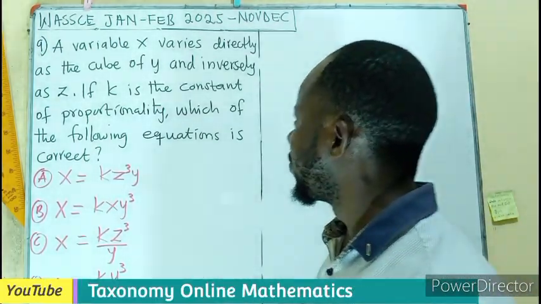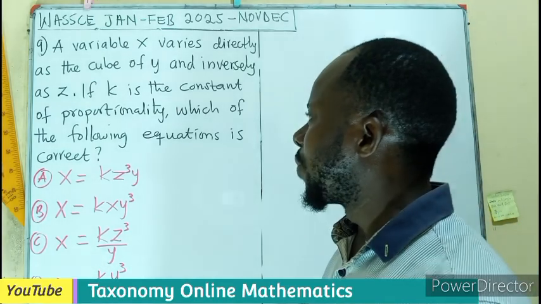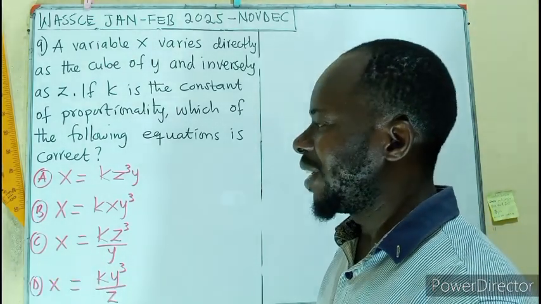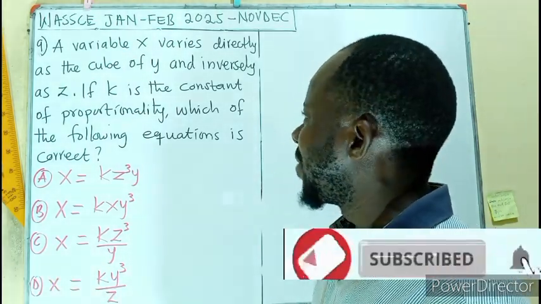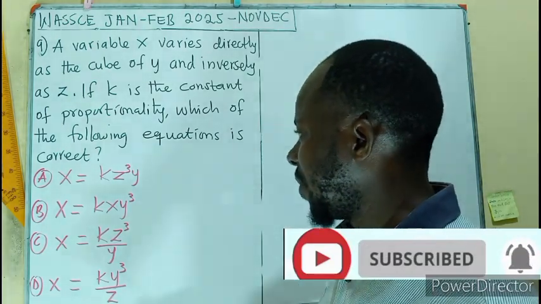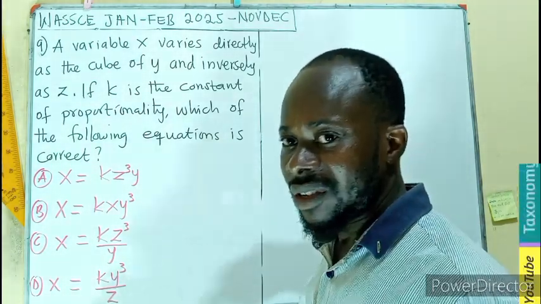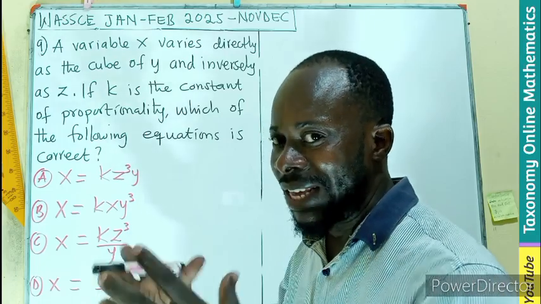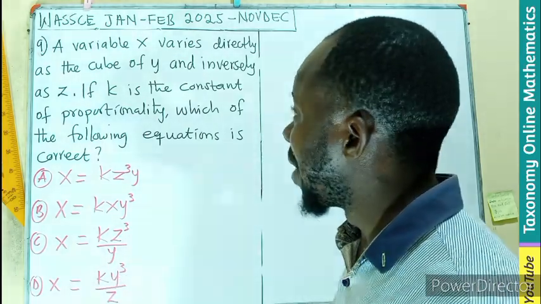A variable x varies directly as the cube of y and inversely as z. If k is a constant of variation or proportionality, which of these options or equations are correct? Now let's see by breaking the question down.